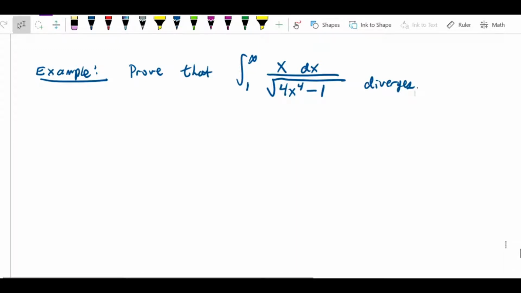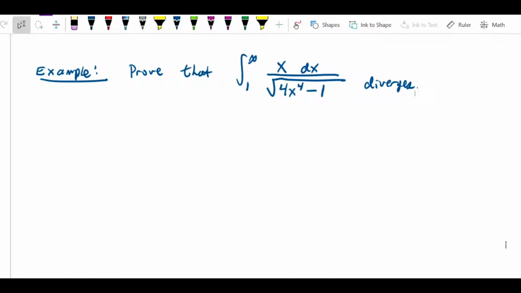So let's do another comparison test example, but one that's a little bit more complicated. We want to prove that the integral from 1 to infinity of x over the square root of 4x to the fourth minus 1 diverges. This is another example of an integral that's going to be fairly difficult to calculate, but we don't need to. All we need to do is show that it diverges, that it comes out to infinity. So we're not even going to have to find an antiderivative.